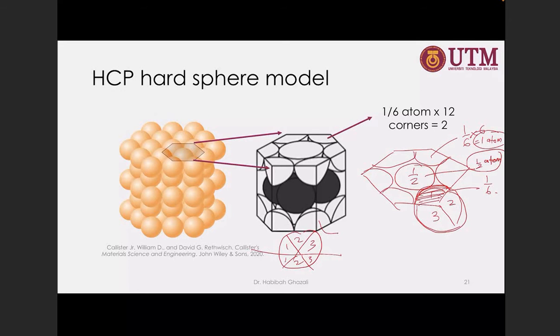So the total at the top is 1 plus half atoms, and at the bottom part also the same, 1 plus half atoms, and at the center you have 3 atoms. So you total up, it's equal to 6 atoms. Okay, sekarang dah faham? Now you understand?